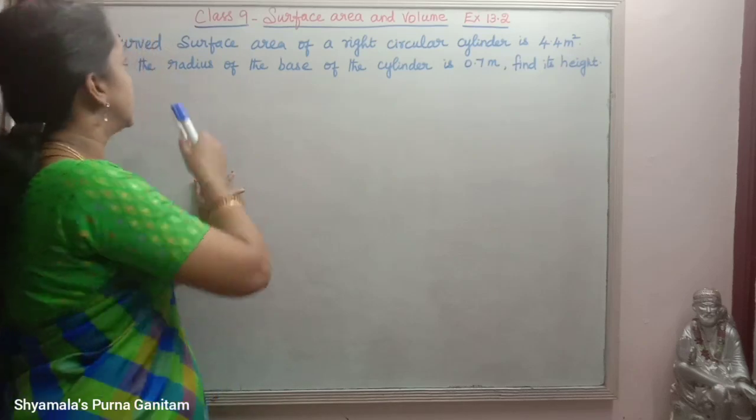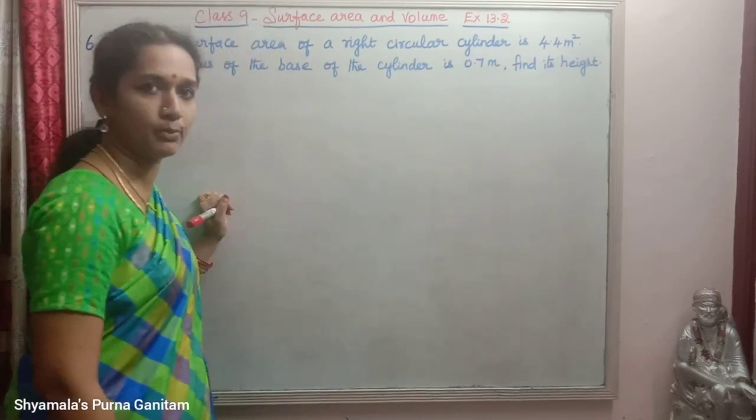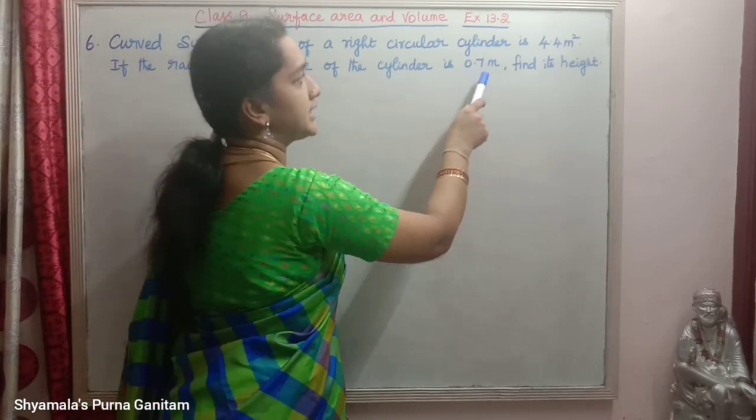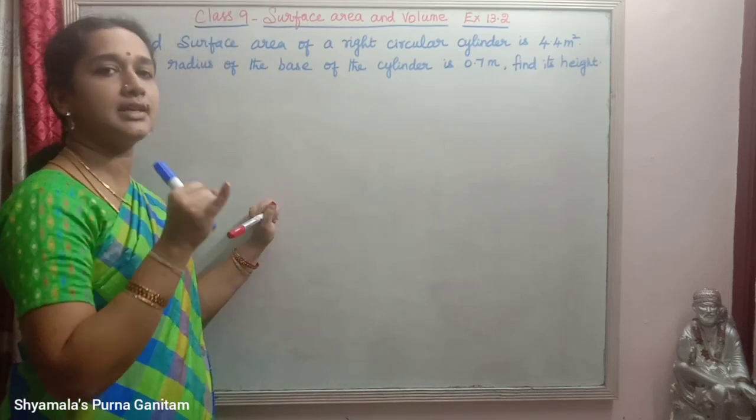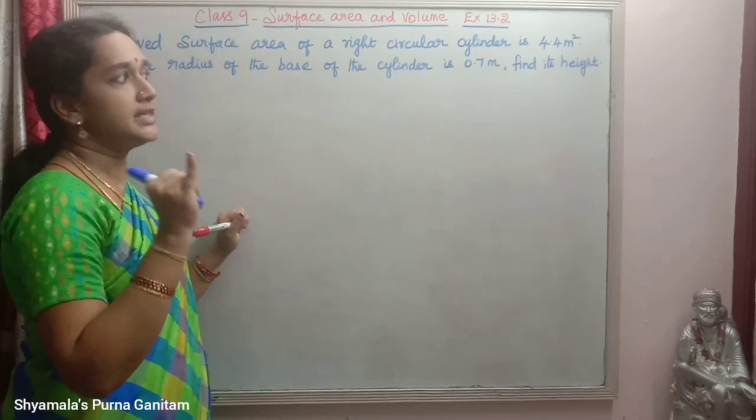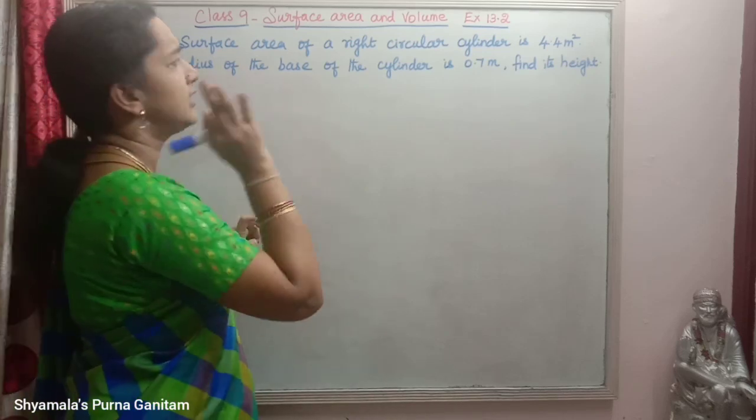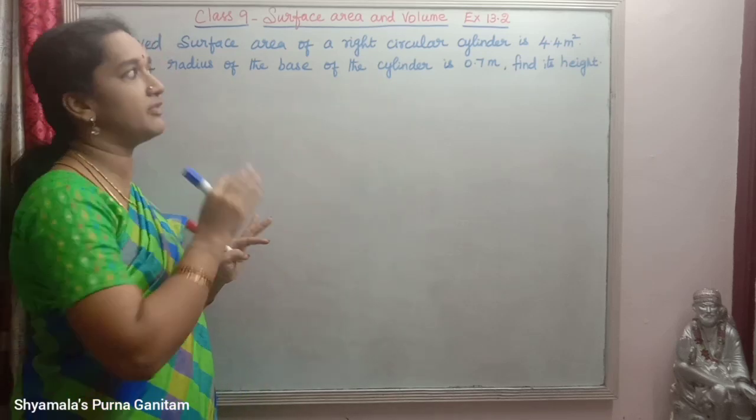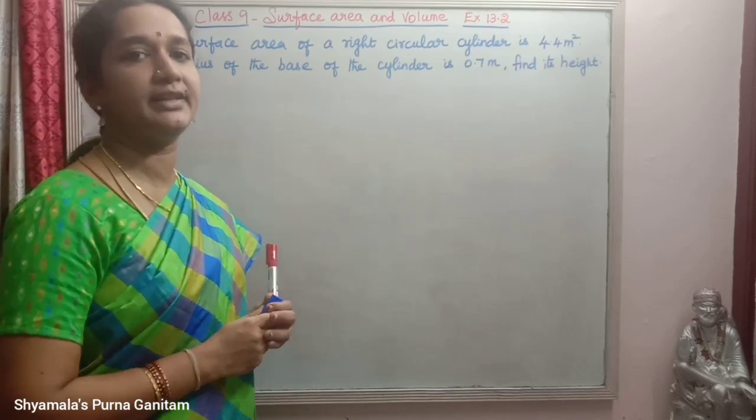Sixth sum: the curved surface area of a right circular cylinder is 4.4 meters square. If the radius of the base of the cylinder is 0.7 meter, find its height. So here the CSA, curved surface area, of the cylinder is given and the radius of the base is given. We are asked to find the height.